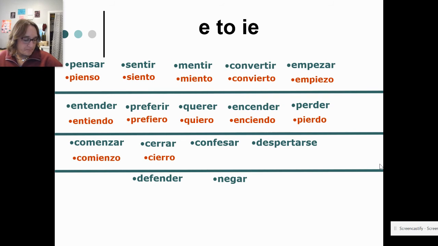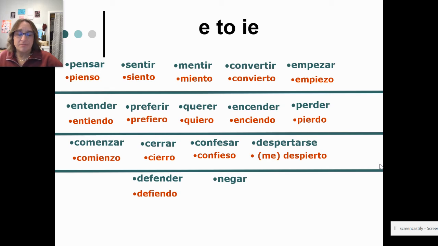Confesar. Confieso. Despertarse. So that's weird. Whenever you look up a word and you find a se at the end, for now, just take the se off, disregard it completely, which technically is not right. But if you take Spanish 3, we'll show you what to do with the se at the end. Despierto. Me despierto is what you would do. Defender.